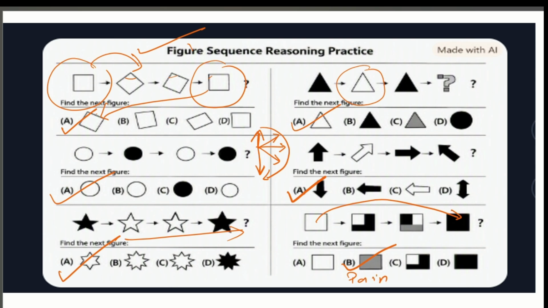Painting rule is there. So that is there.